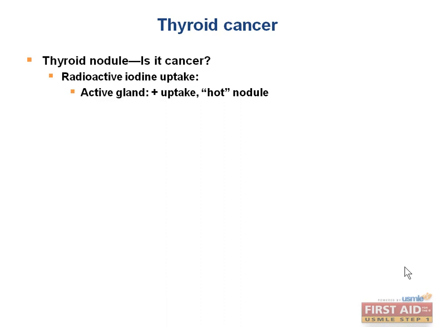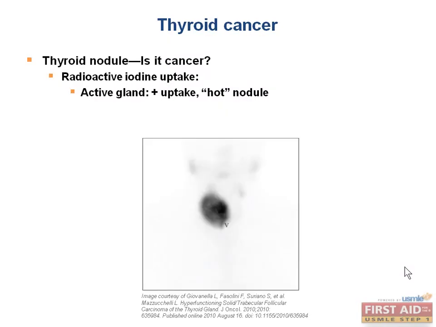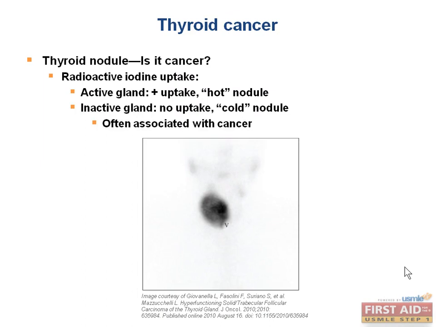In a very active gland or tissue, you will see uptake in areas where the thyroid hormone is being made. If it is a nodule, it would be called a hot nodule. And here we see an image of a hot nodule in one part of the thyroid gland. However, if you feel a nodule but there is no uptake on the scan, we call this a cold nodule. And these are most often associated with cancer.